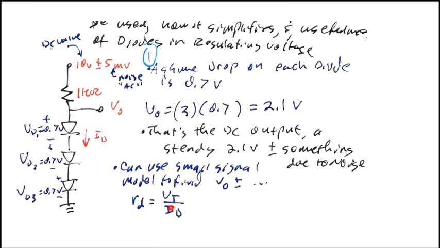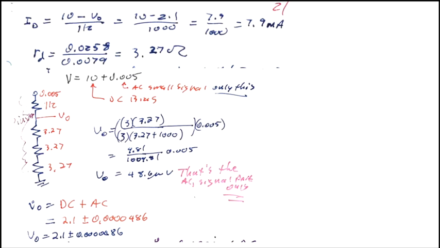And that means that we've got RD, which is VT over that 7.9 milliamps. So we've got 0.0258 volts VT divided by 0.0079. That's 3.27 ohms. So from the standpoint of a small signal, it's as if we have a 3.27 ohm resistor for each of these diodes. And we put those in. Now it's an easy circuit to solve, right? It's a really easy circuit to solve for that small signal.